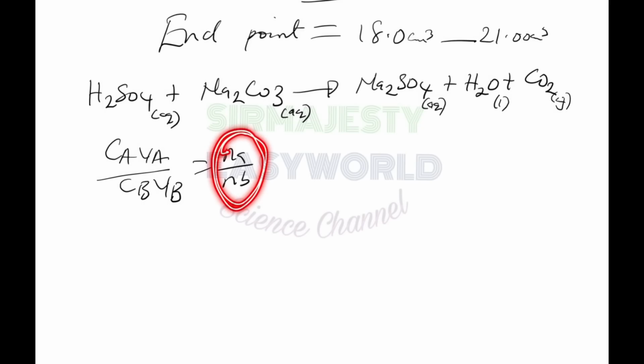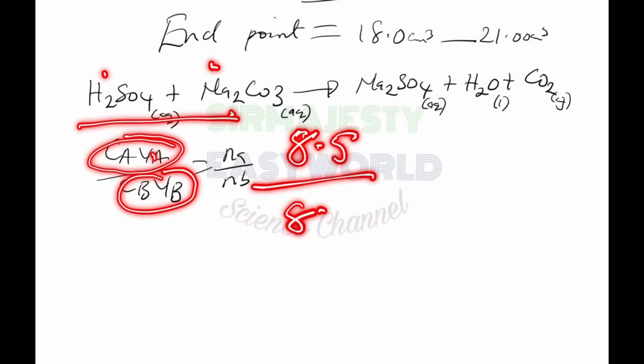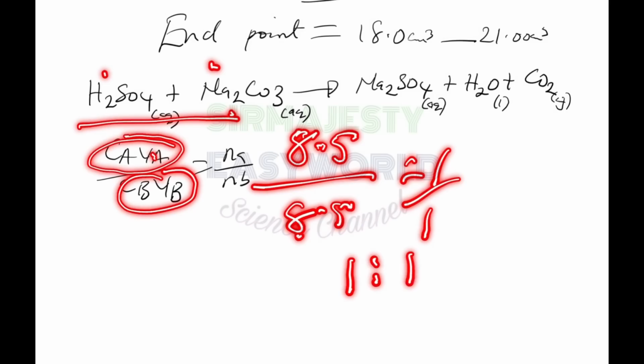Remember that when you multiply CA by VA according to this balanced equation, you are going to get a number, something like maybe 8.5. Then when you multiply CB times VB in this type of reaction, because it's 1:1, you still get the same 8.5. So if you divide 8.5 over 8.5, you get 1. And 1 means 1 over 1, and 1 over 1 means 1:1. But when you get 2 over 1, it means that the mole ratio is 2:1.